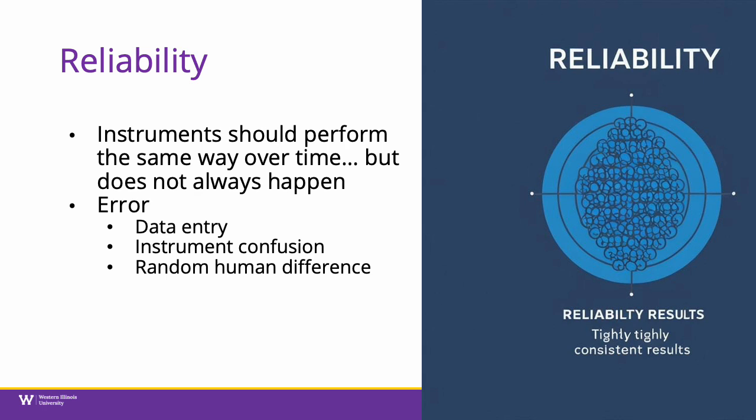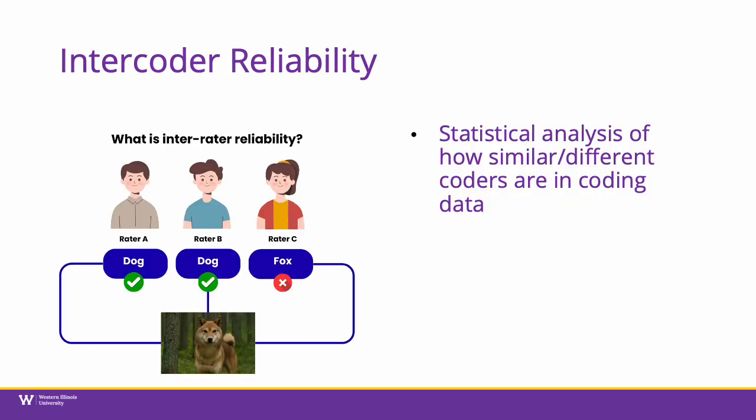So we want to aim for more consistent, more reliable measures so that over time we're going to see the same thing. Now, there are a couple of ways that we can make sure that we do that, and one is this idea of intercoder reliability. This is an analysis of how different coders are looking for the same thing.